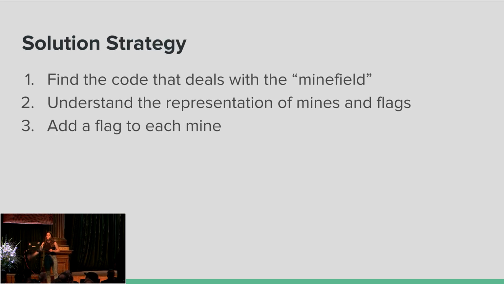Now, knowing these challenges, we're going to build ourselves a solution strategy, which looks as follows. So first, we're going to find the code that initializes the mine field. Next, we're going to understand how a mine is represented and how a flag is represented in memory. And once we know that, we can change the assembly code so that we attach a flag to every mine.